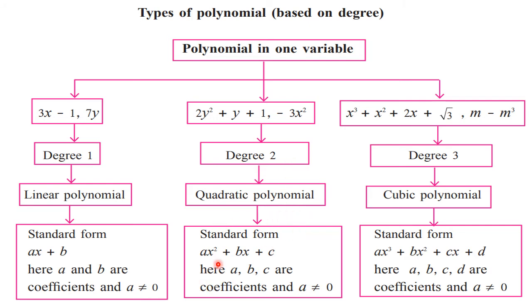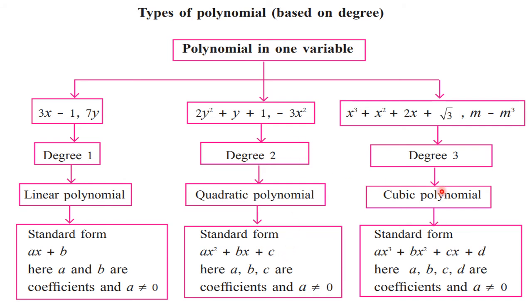Now again we can write the standard form as ax square plus bx plus c, where a, b, c are coefficients, and again the condition is a is not equal to 0. Why? Because if a is 0, then the degree of the polynomial will not be 2. So this is an important condition. Then from the standard form we can understand one more thing here, that if the degree is 1, then the standard form contains 2 terms. If the degree is 2, the standard form contains 3 terms. That means degree plus 1 terms are present in the standard form.